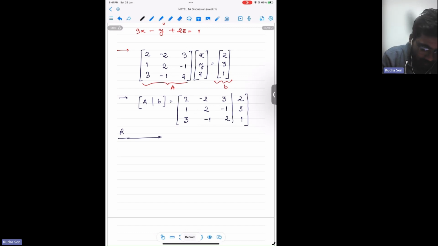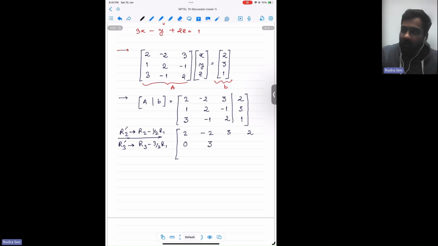So the first thing is row 2 prime is row 2 minus half row 1. And row 3 prime equals row 3 minus 3 by 2 row 1. We are not changing the first row, so this is completely unchanged. The first element is 0. Half means minus 1. 2 minus 2 plus 1. This is giving us 3.